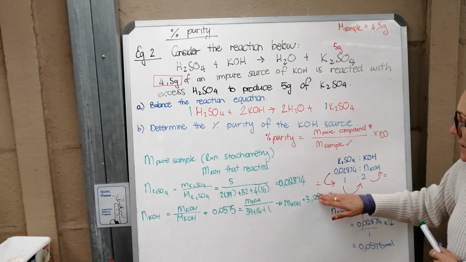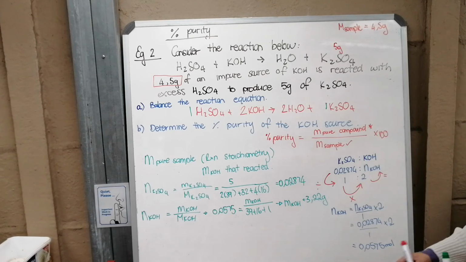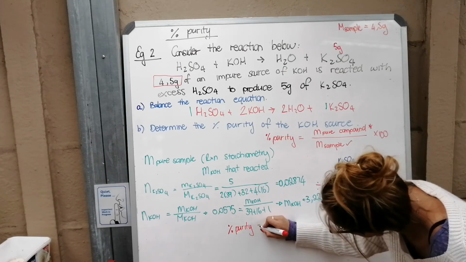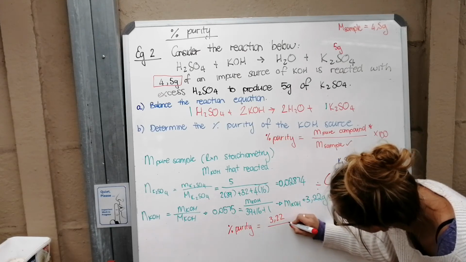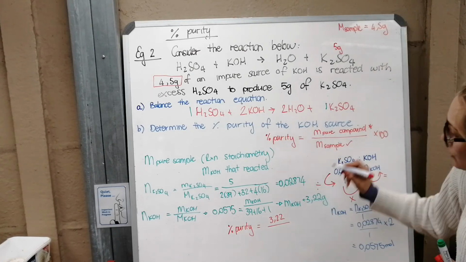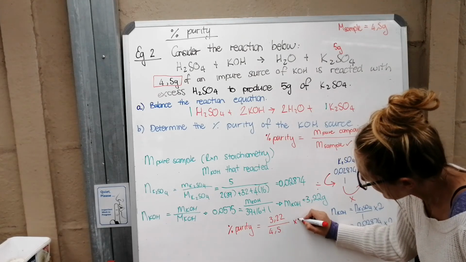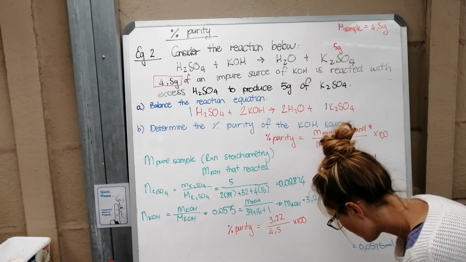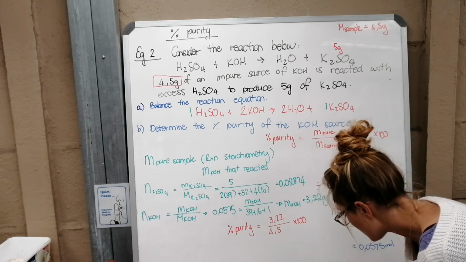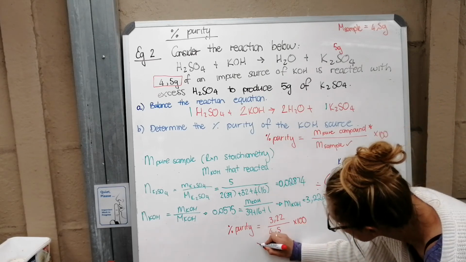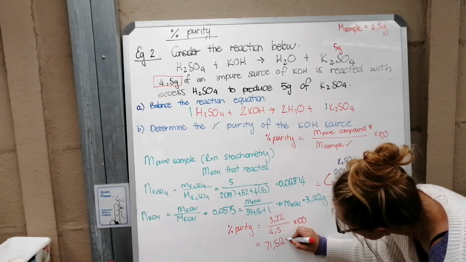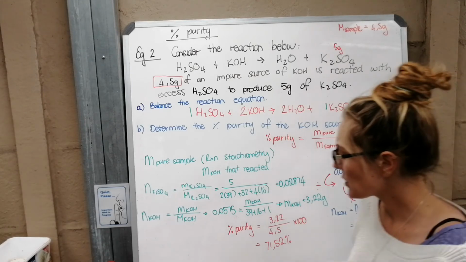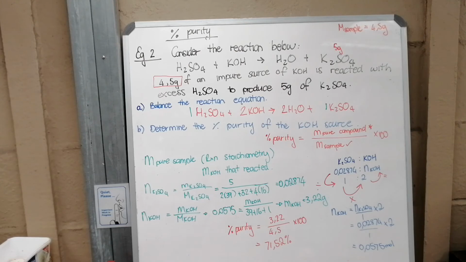So now we can take this number and put it into this formula. Okay, we can now say percentage purity is equal to 3,22 divided by the mass of my sample, which is 4,5 times 100. So divided by 4,5. So we get 71.52%. Okay, so this sample was 71.52% pure.